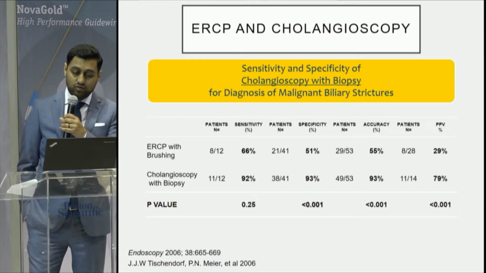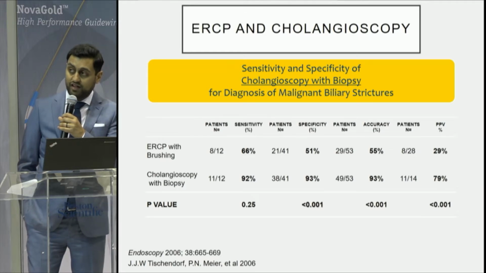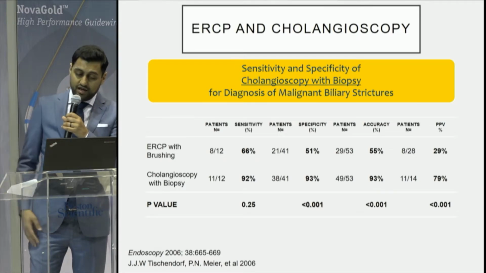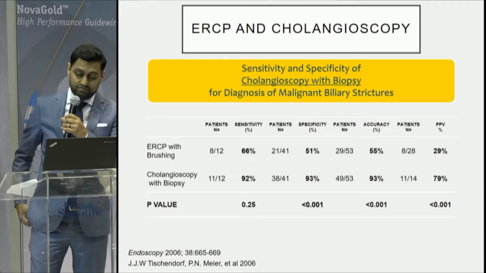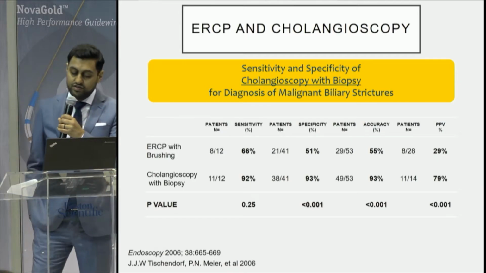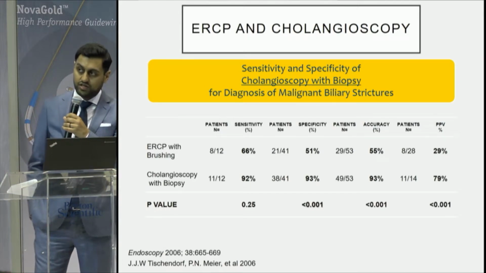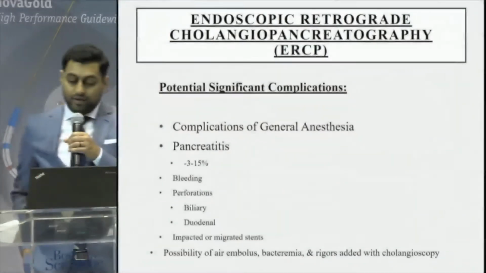This slide gives us an idea of what ERCP with brushing looks like and what that positive predictive value is, which is only 29%, and the combination of cholangioscopy with biopsy. You can see a very large rise in sensitivity and specificity as well. There have been numerous studies that have looked at this, and all of which are in favor of doing directed biopsies with cholangioscopy.